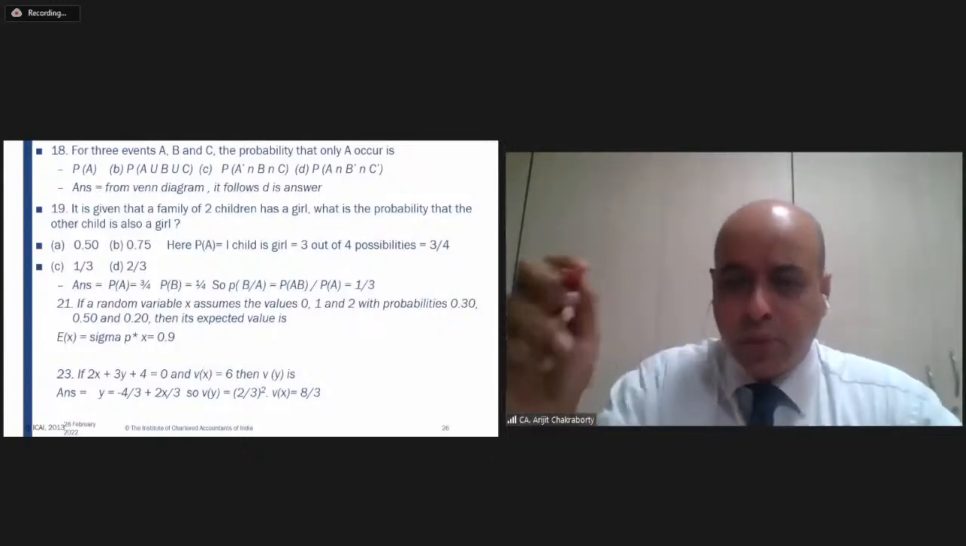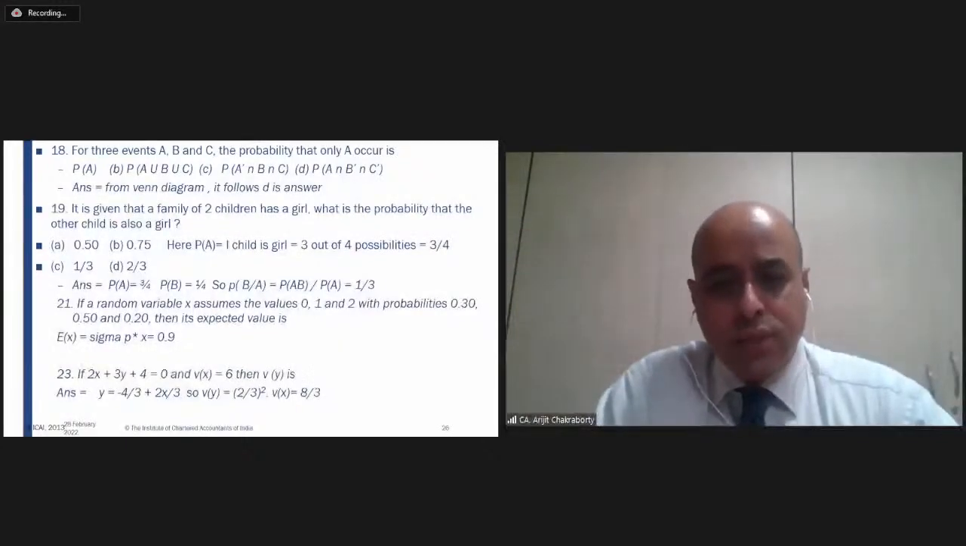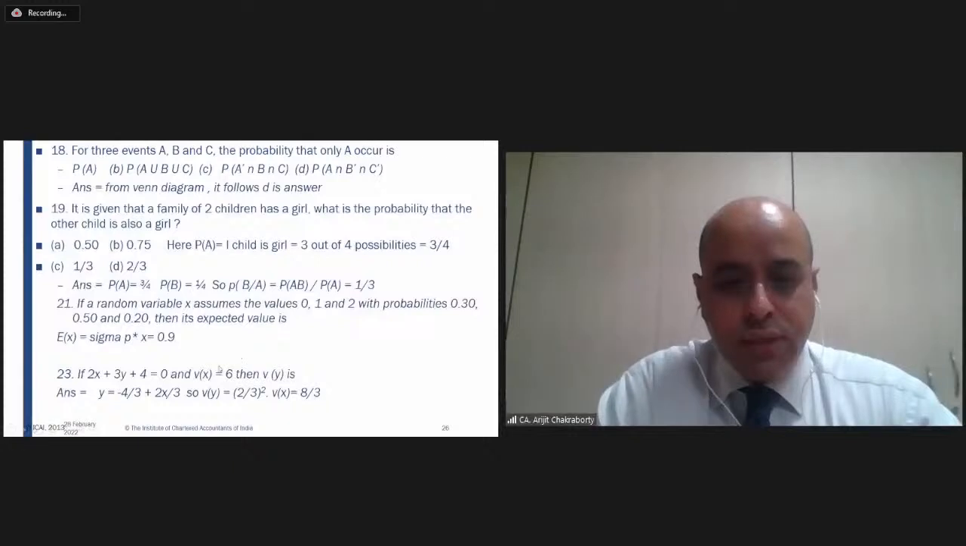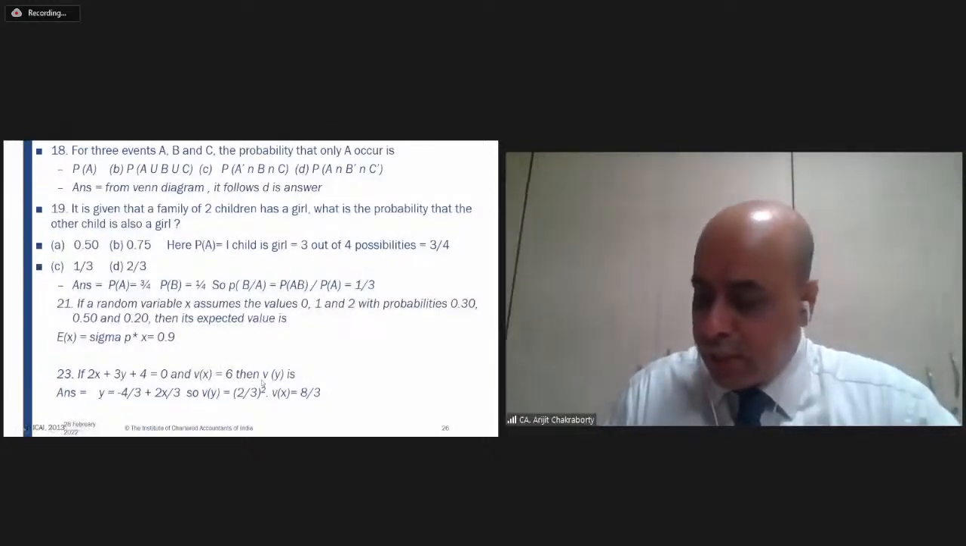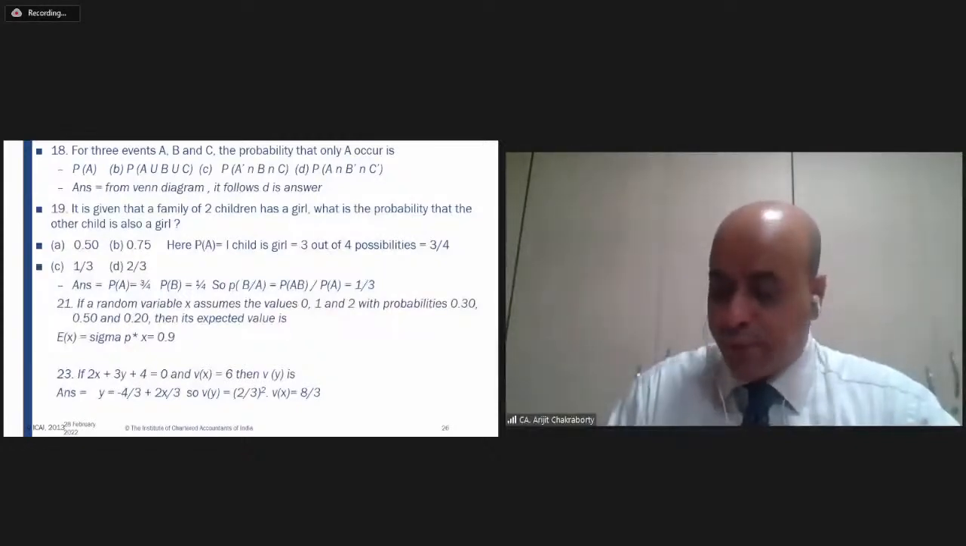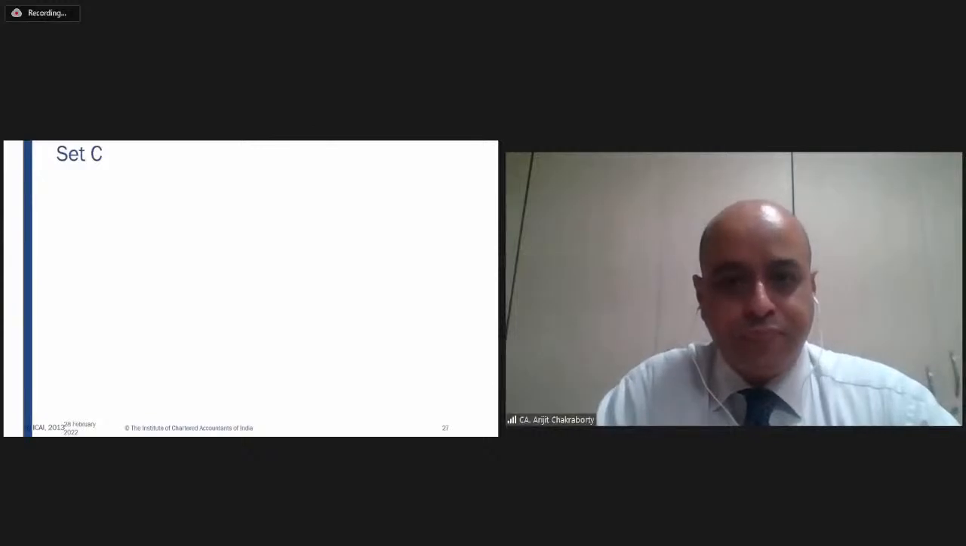So b square into variance of x. Now b square is 2 by 3 square, that is 4 by 9, and the variance of x is given as 6. So 4 by 9 into 6: 3 3s are 9 and 3 2s are 6, it becomes 8 by 3. The answer is 8 by 3.